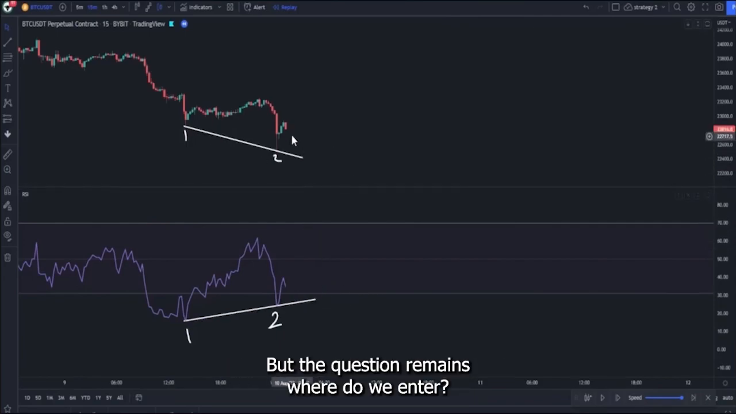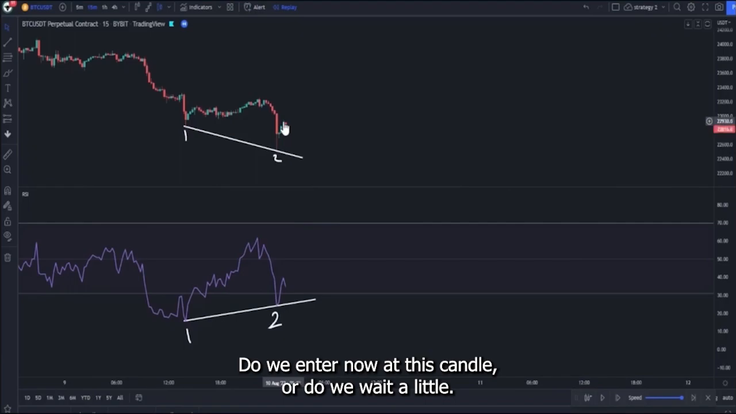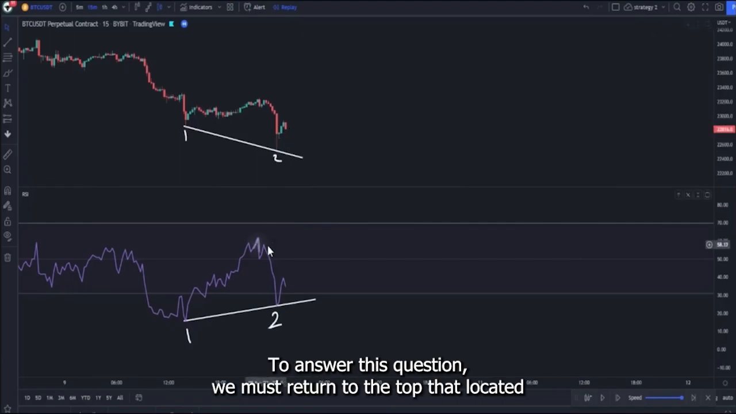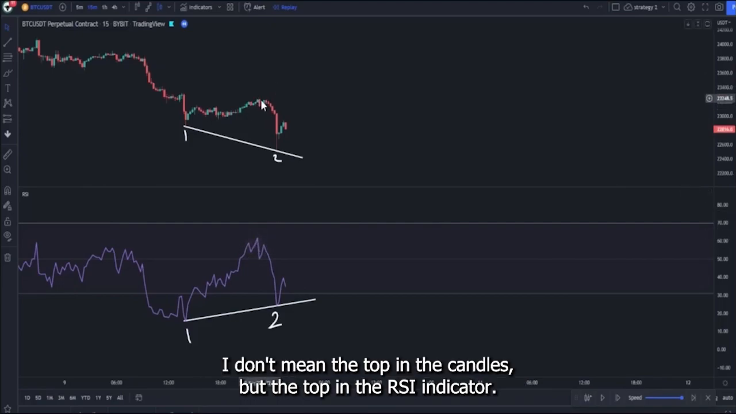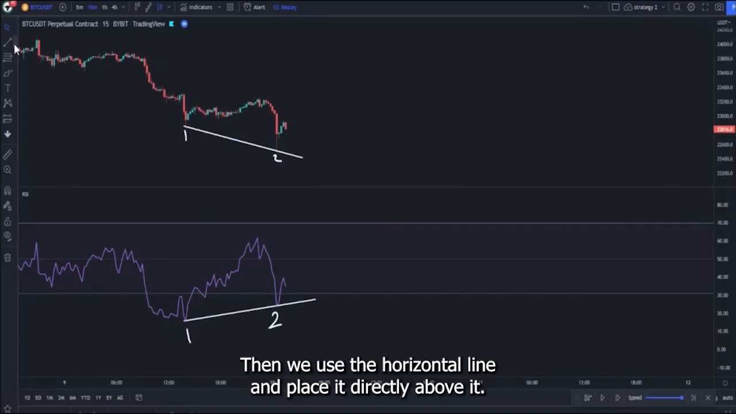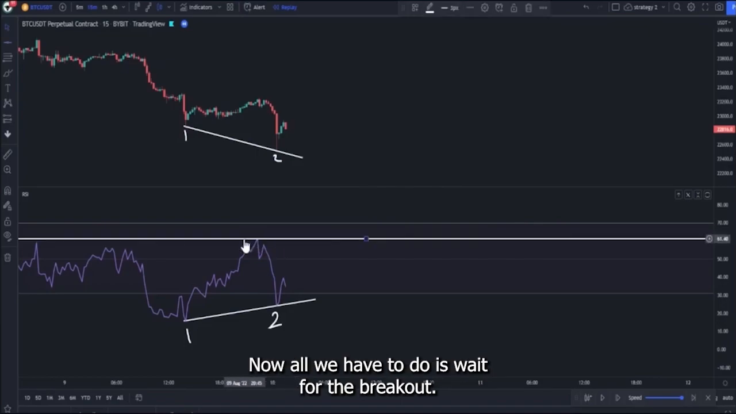But the question remains, where do we enter? Do we enter now at this candle, or do we wait a little? To answer this question, we must return to the top that is located between the first and the second bottom. I don't mean the top in the candles, but the top in the RSI indicator. Then we use the horizontal line and place it directly above it. Now all we have to do is wait for the breakout.